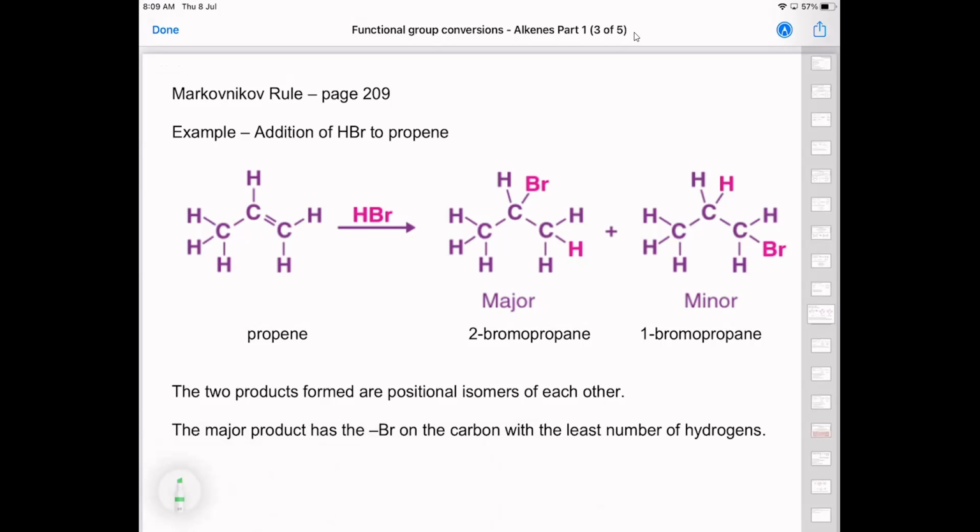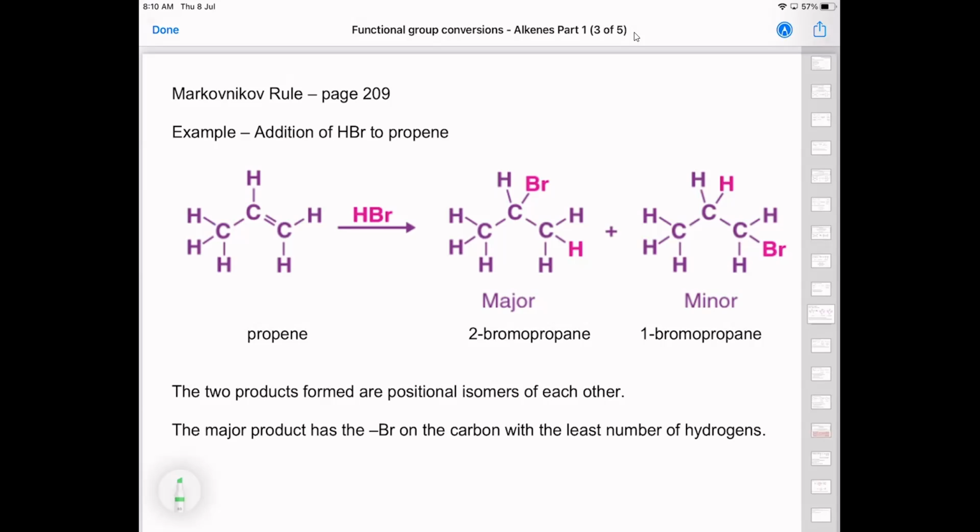The Markovnikov rule has to do with when you get two different products, what we call the major product and the minor product. The question is, which one do we consider the major product and which one the minor product? It has to do with these addition reactions where you add something across a double bond, where the two things you're adding to the double bond are slightly different.